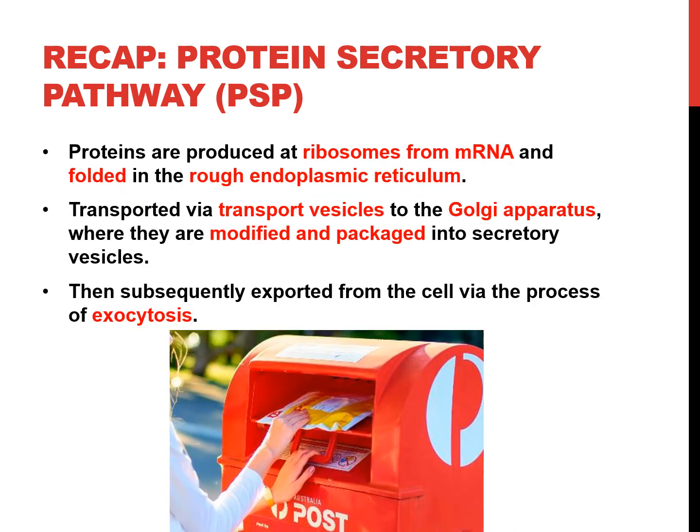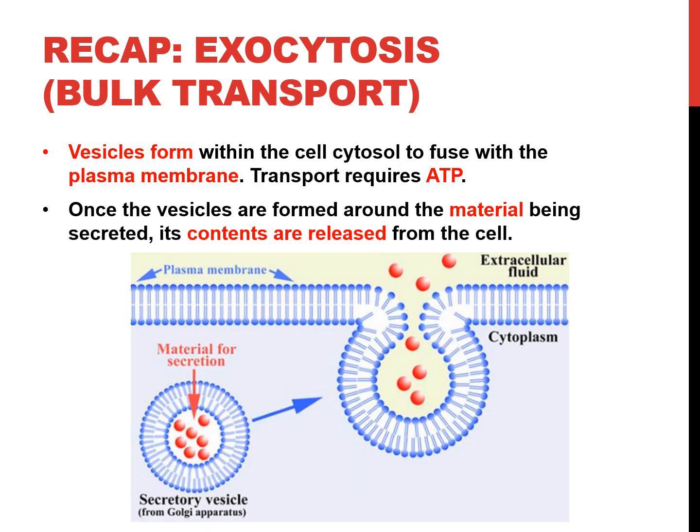So essentially that's just covering what I just said. Proteins are produced at the ribosomes from messenger RNA in the rough endoplasmic reticulum, as well as the ribosomes that are in the cell cytosol, transported via transport vesicles to the Golgi, modified more, changed, added to, and then exocytosis to leave the cell.